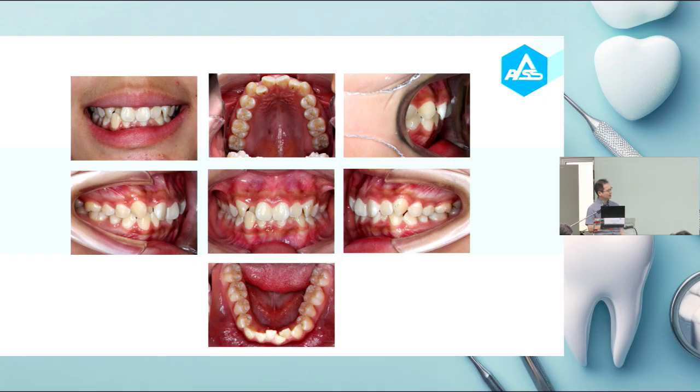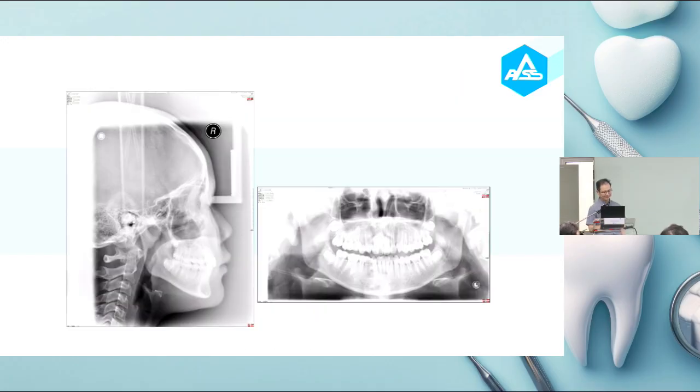From the intraoral photo, we can see her molar relationship is class 1. Moderate crowding in both upper and lower arch, and the anterior deep overbite. So this is a simple crowding case. She is skeletal class 1 and has a high angle.